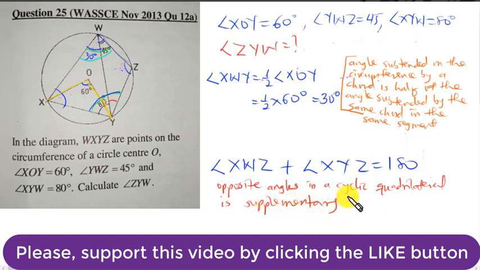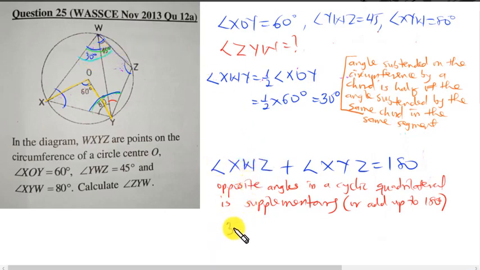So you can say supplementary, or you can say add up to 180 degrees. Okay. Alright, so let's try to write it down from here. So that means that the angle XWZ, that is 30 plus 45. So let me write angle XWZ is 30 plus 45, or you can simply say 75, because 30 plus 45 is 75. So plus the whole of this angle XYZ.